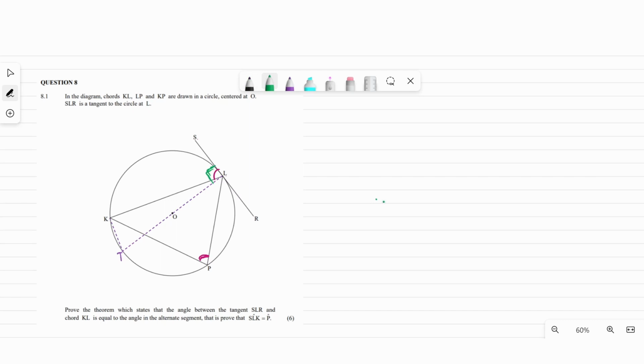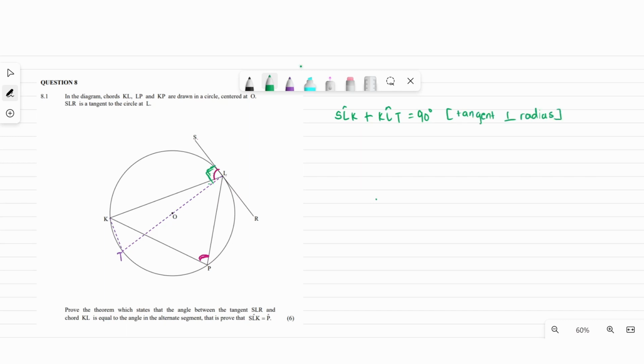So I'm going to split this angle into two, as you can see, and write it in terms of its two angles. The first one is going to be SLK, plus the inner angle, which is KLT, equals 90 degrees. And the reason for that, as I said, is tangent perpendicular to radius.